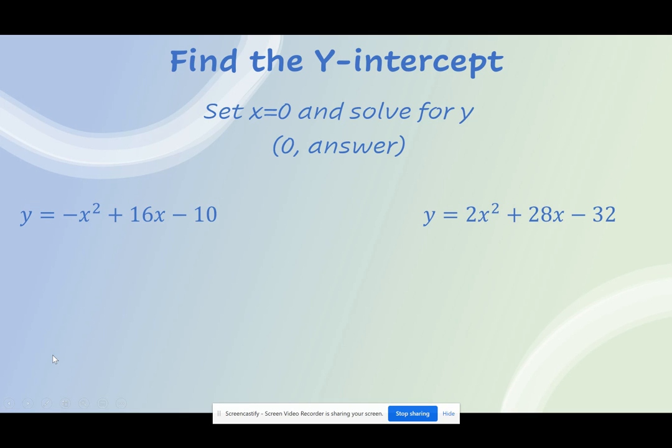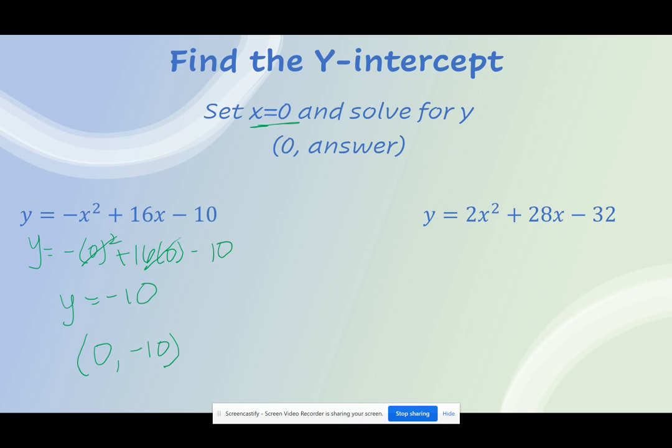Lastly, to find your y-intercept, you set x equal to 0 and solve for y. Whenever you do this, anything that has an x term is going to just go away. So y equals negative 10. And then your answer is (0, negative 10).